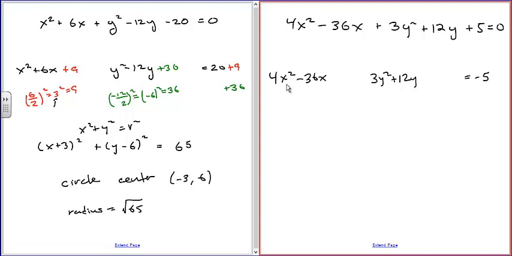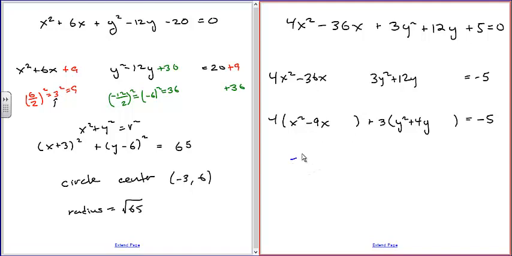Now, just like we did earlier, if you have a coefficient in front of x or y, you're going to factor that out. And to factor it out of both of these terms, you're going to divide them by 4. So 4 divided by 4 is 1. -36 divided by 4 is -9. Here we factor out 3. So we get y squared. 12 divided by 3 is 4. So we get 4y. And that equals -5. So all we've done is factor out these two constants.